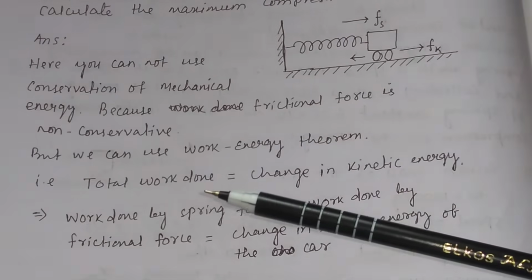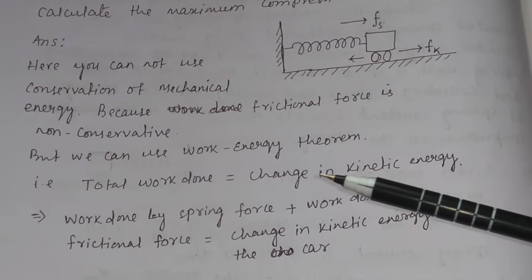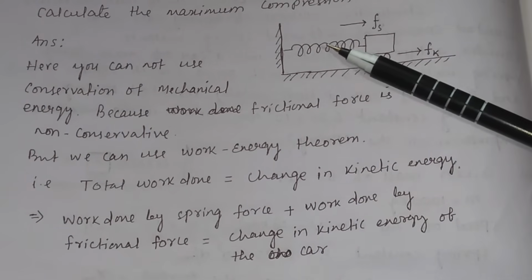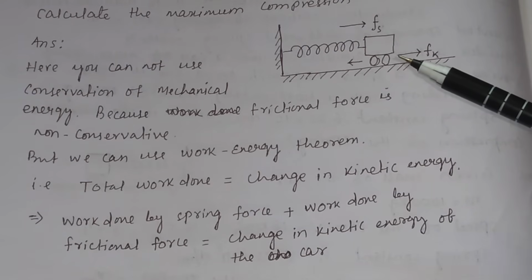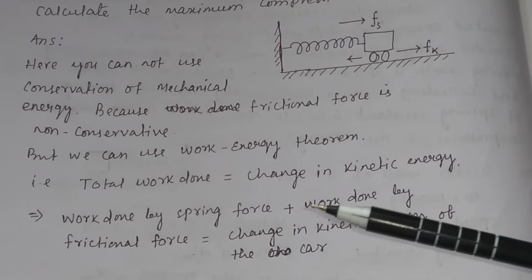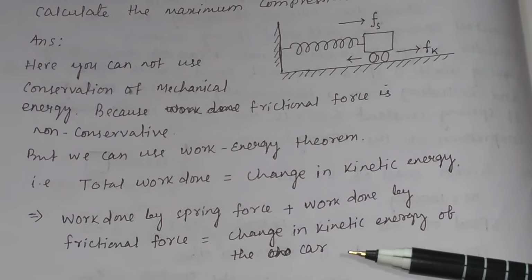That is, the total work done is equal to the change in kinetic energy. What is the total work done? Here the total work done is the work done by the spring force plus the work done by the frictional force. So the work done by the spring force plus the work done by the frictional force will be equal to the change in kinetic energy of the car.